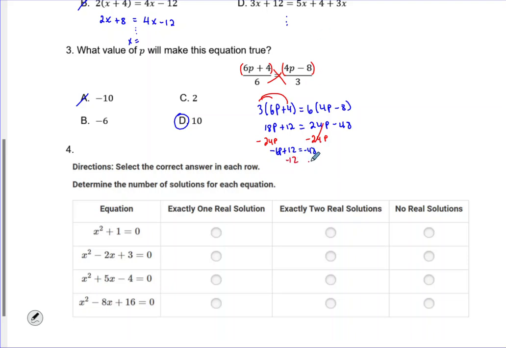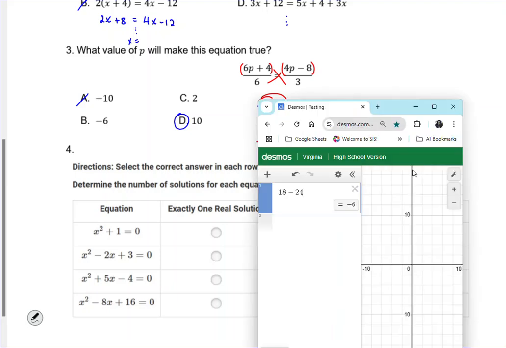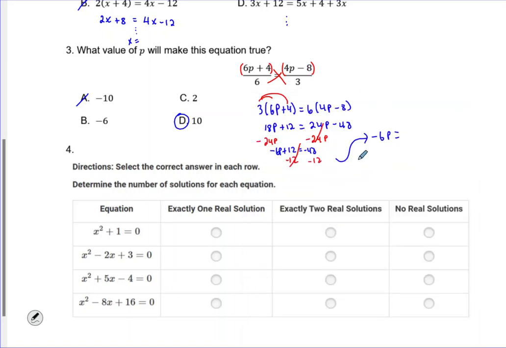Subtract 12. Write it here, so you have -6p equals -48 minus 12, which would be -60. And then divide by -6. So p equals +10, and that's exactly what I have here.